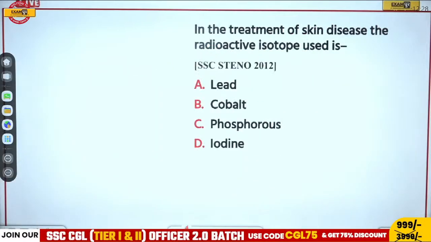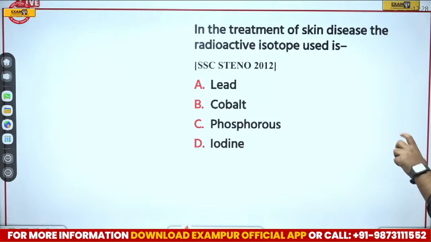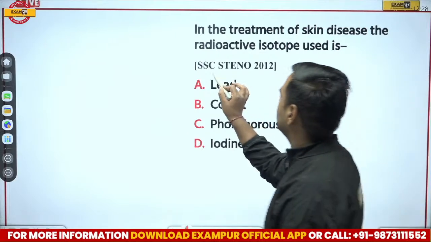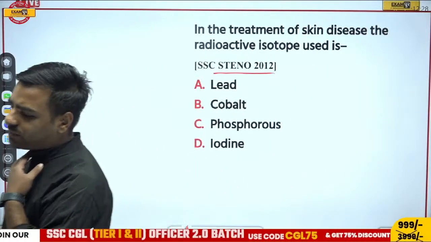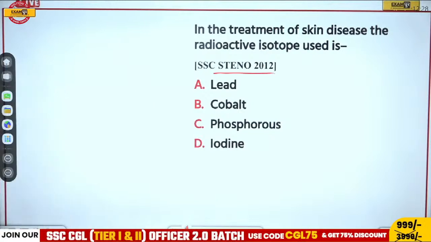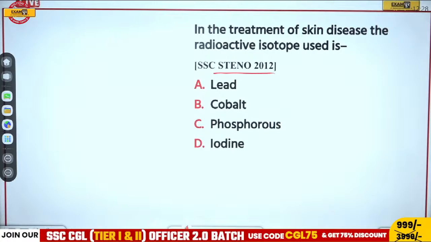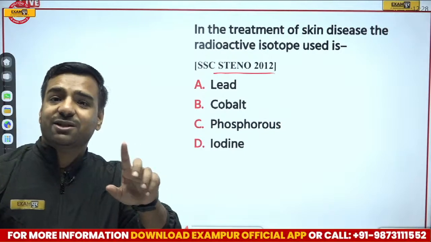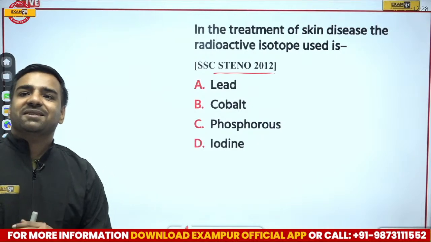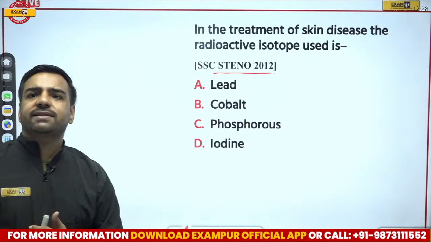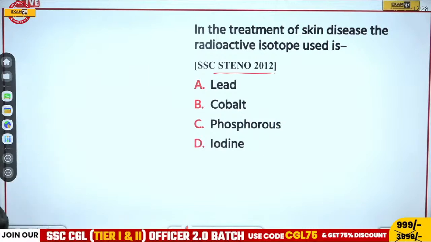Next question we have: in the treatment of skin disease, the radioactive isotope which is used is what? So this is from SSC Steno. We have four options here. Can you answer this part? Answer please. I was actually waiting for your name. So yes, in the treatment of skin disease, the radioactive isotope which is used is what?